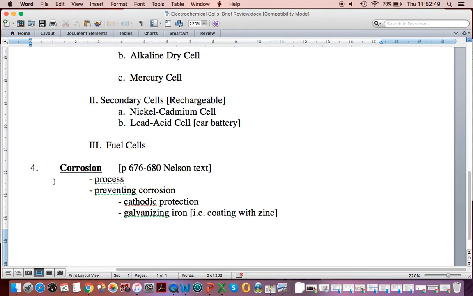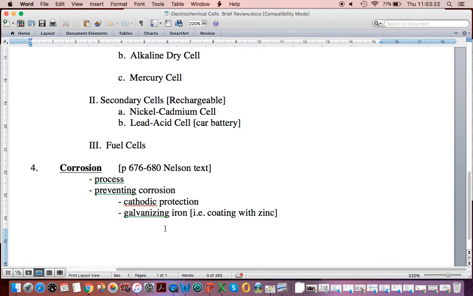Corrosion is an example of electrochemical reaction that has negative consequences, that it's going to be damaging things that contain iron or steel. So it's important to know different ways of preventing corrosion, and those include cathodic protection, where you make the iron the cathode by attaching a more reactive metal to it. By more reactive, that means a metal that is more easily oxidized, and that's called the sacrificial anode, and that could be magnesium or zinc.